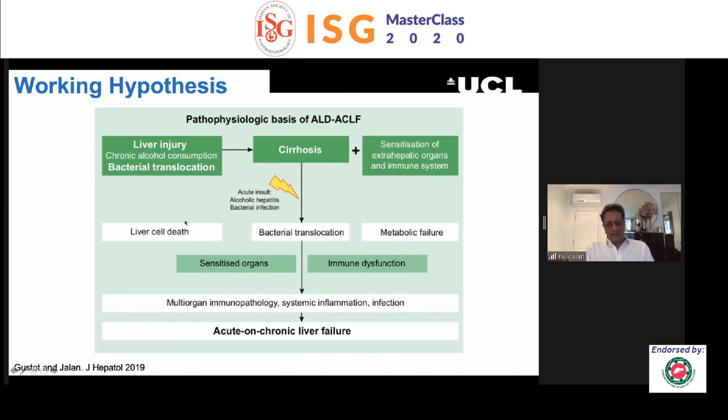These three things are key here. There's liver cell death, which releases damage-associated molecular patterns. There's bacterial translocation and metabolic failure, which I've introduced as a term based upon our recent data. They're sensitized organs, so therefore they're susceptible. There's immune dysfunction, so there's susceptibility to infection, which sets up multi-organ immunopathology, systemic inflammation, and a risk of infection, which is what culminates, we think, in acute-on-chronic liver failure. And it's the severity of this syndrome that will define its recoverability.